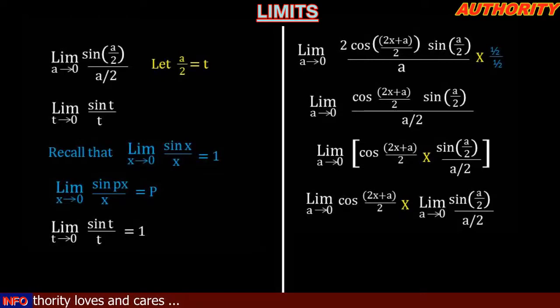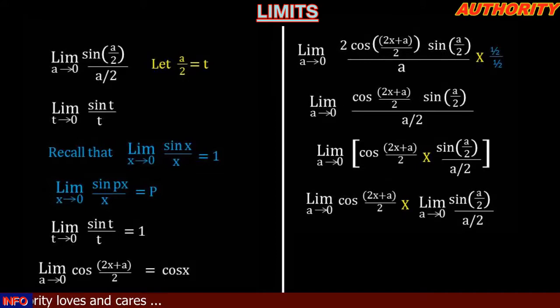Now let's look at this first term: limit as a approaches 0 of cos (2x plus a) all over 2. Now let's place in a approaches 0. That means anywhere we see a, we replace it with 0. Okay? Now in this place we have 2x plus a. Let's replace it with 0. That means we have 2x plus 0, which is equal to 2x. Now 2x divided by 2. So we cancel 2 here, and we're going to be left with x.